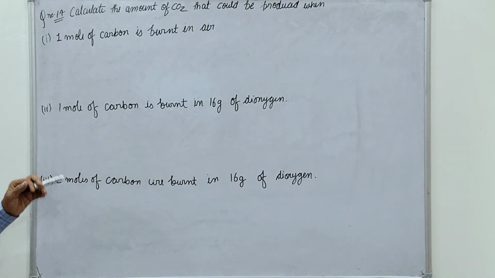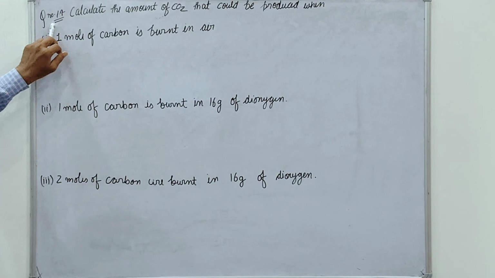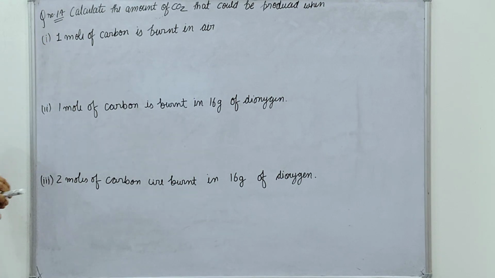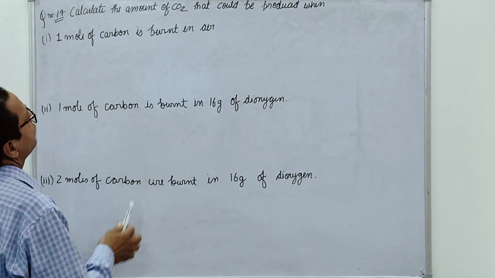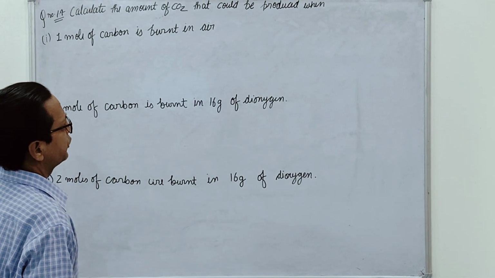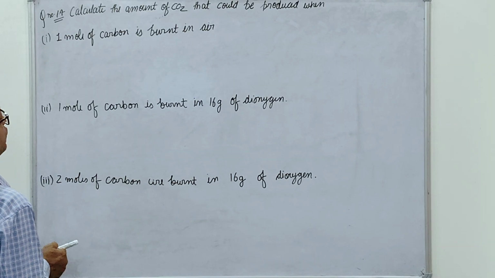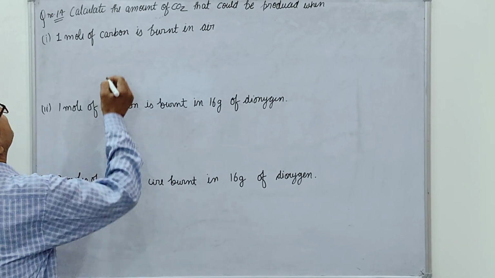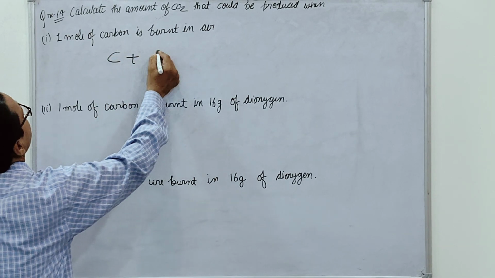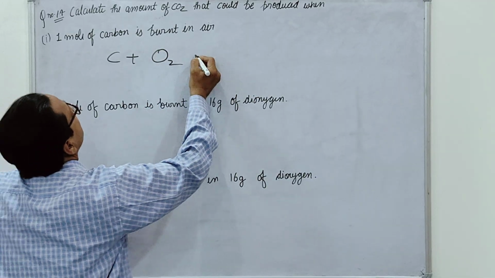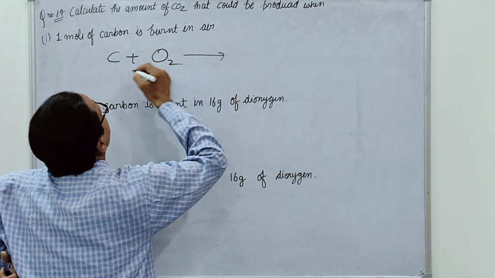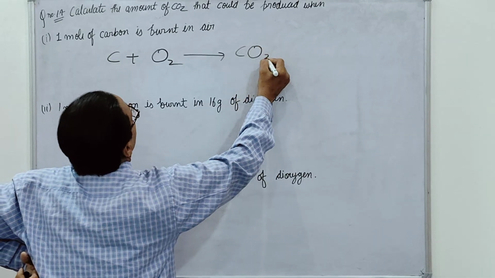Today I will take problem number 1.4 of NCERT class 11th book, part one. The problem is: calculate the amount of carbon dioxide that could be produced when 1 mole of carbon is burned in air. If carbon is burned in air, the oxygen present in air combines with carbon to form CO2.